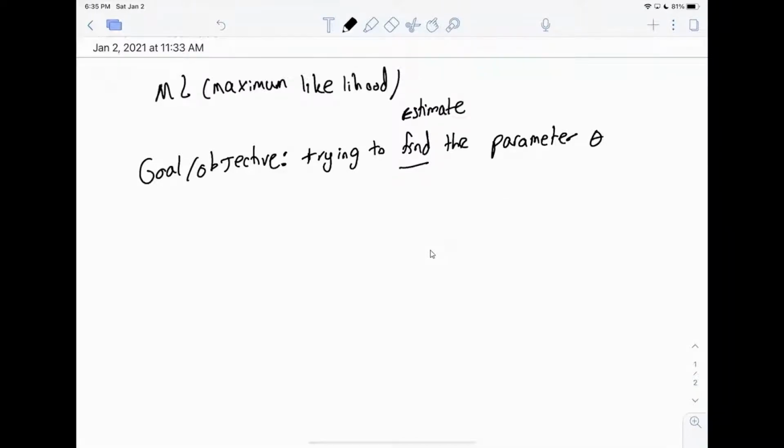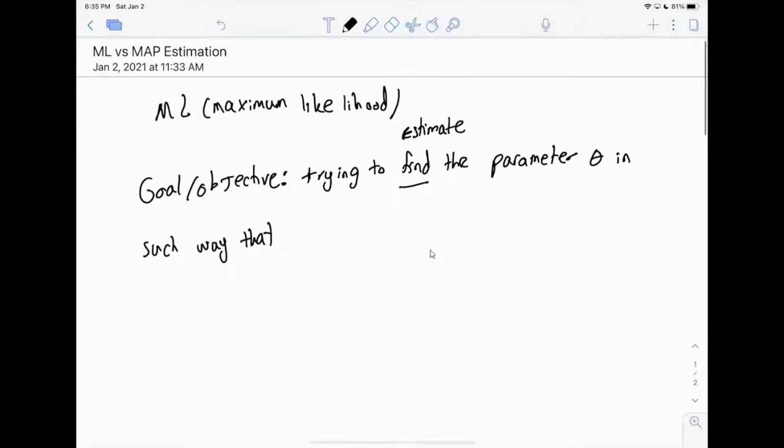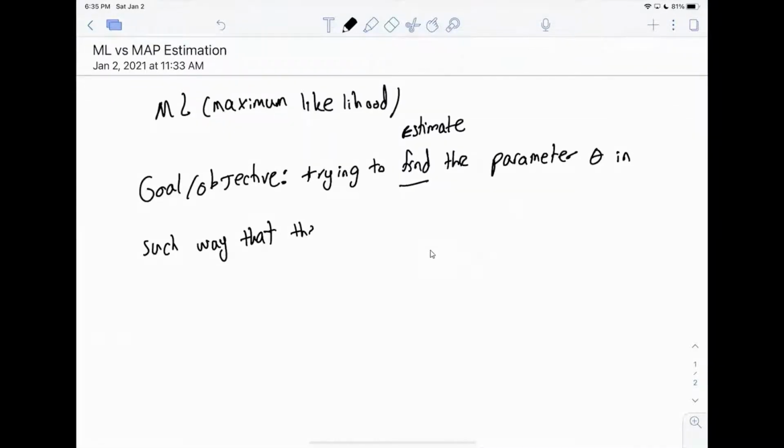It is a very generic concept. Maximum likelihood is perhaps the most widely used estimation technique in machine learning, statistics, digital communication, and signal processing. So we are trying to find or estimate the parameter theta in such a way that the likelihood function is maximized.